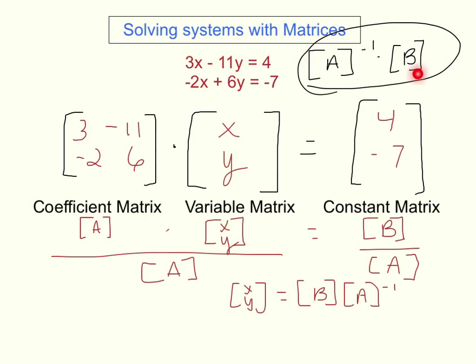But once you enter this, it will give you this variable matrix, and it'll have a number and a number, and you'll have found your solution with a matrix.